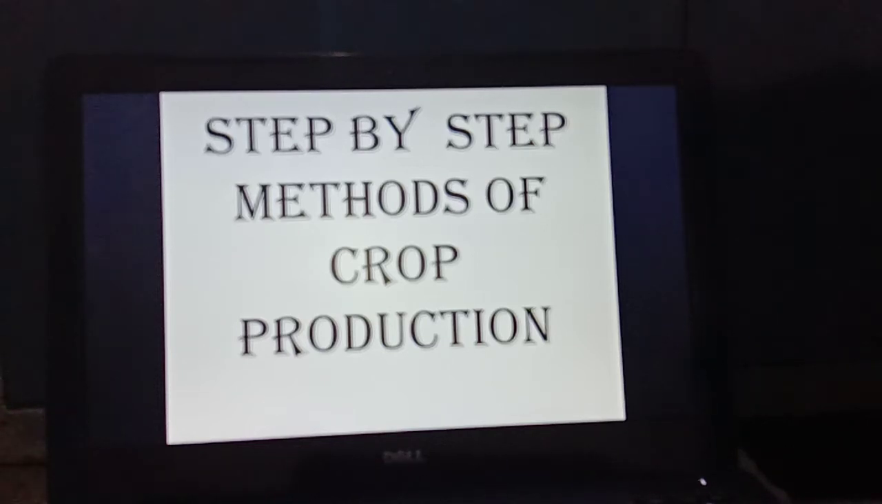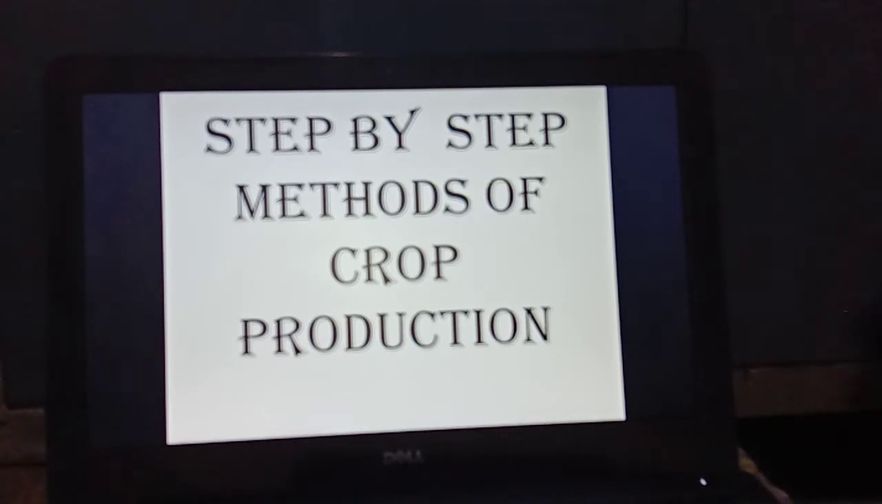Dear students, today I am starting with the chapter Crop Production of Science of Class 8th. Methods of Crop Production. Modern agriculture requires a stepwise, workable, scientific approach. It requires knowledge about the nature of the soil, the nutrients it contains, methods of plowing, sowing, irrigation, pest control, etc. Today I am discussing the different methods of crop production step by step.